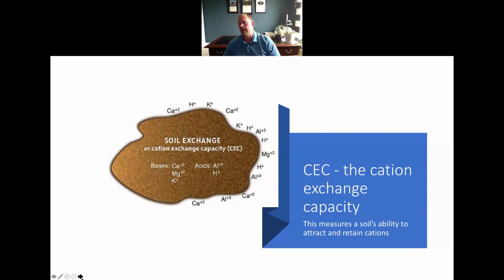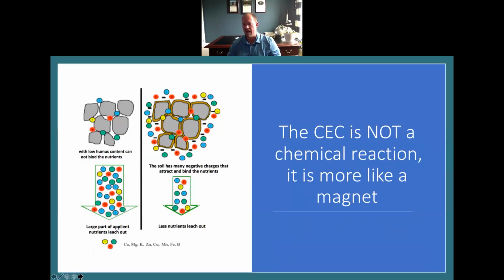Okay. So when we look at nutrient availability, it's important to talk about CEC. This is the cation exchange capacity of a soil. This measures the soil's ability to attract and retain cations. Remember from our macros and our micros that most of the nutrients that a plant uses are in the form of a cation, a positively charged ion. And one of the ways that the soil manages this is through something called the cation exchange capacity. So CEC is not a chemical reaction. It's more like a magnet, okay, or a sponge. Probably a better analogy would be like a magnet.